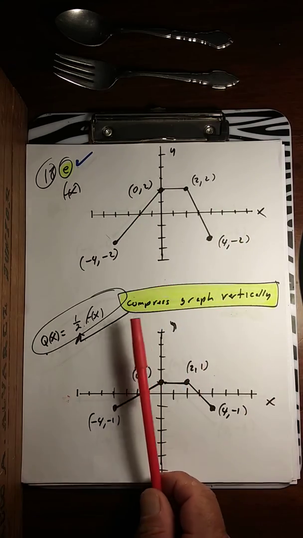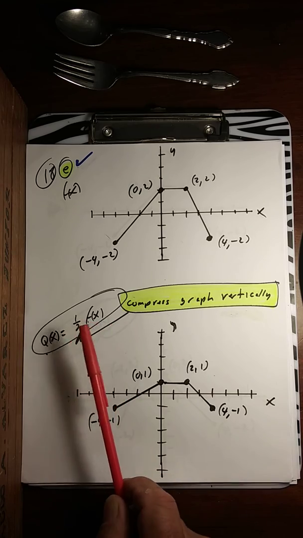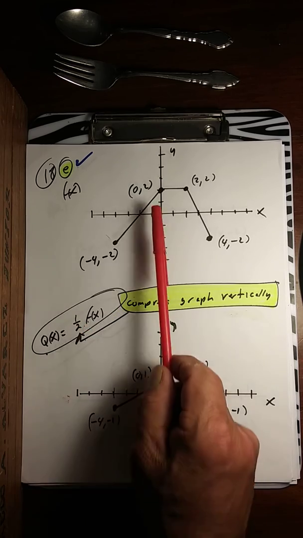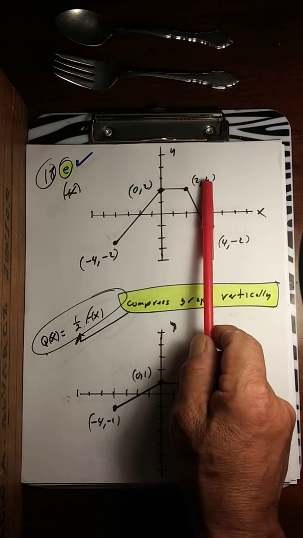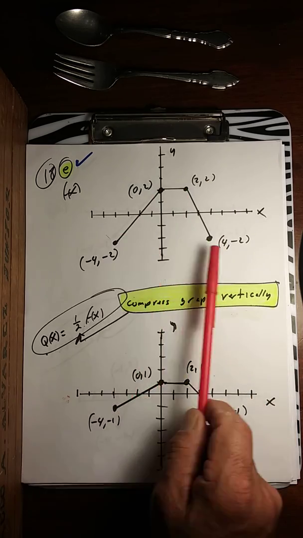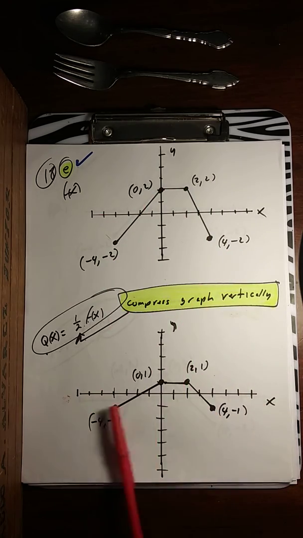Original problem. 1/2 of f of x. That means 1/2 of all these numbers. See that 2? See all these 2s? You can get half of that, half of that, half of that. All these points will become this, so it's going to compress it vertically. It's going to squeeze it like this.